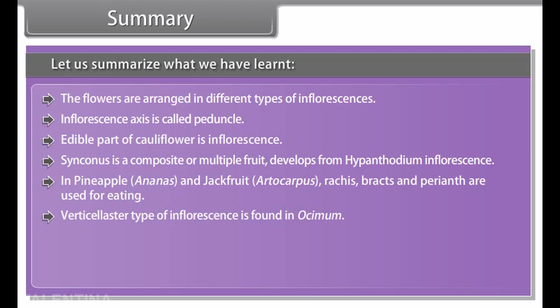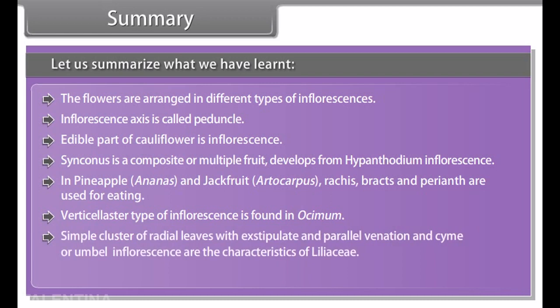Verticillaster type of inflorescence is found in ocimum. Simple cluster of radial leaves with stipulate and parallel venation and cyme or umbel inflorescence are the characteristics of Liliaceae. In family Gramineae, inflorescence is spikelet.